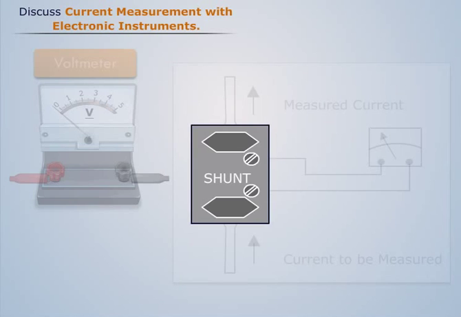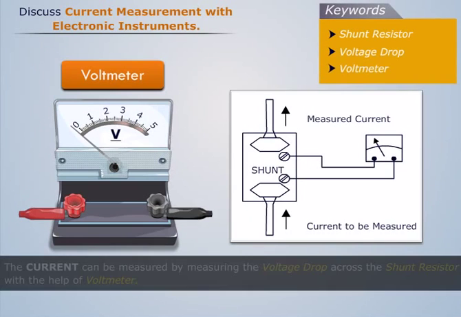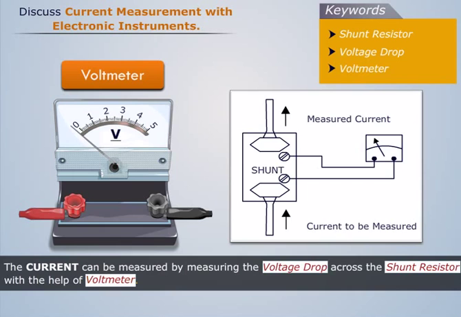And a shunt is a device which allows electric current to pass around another point in the circuit by creating a low resistance path. Thus, we can say that the current can be measured by measuring the voltage drop across the shunt resistor with the help of voltmeter.